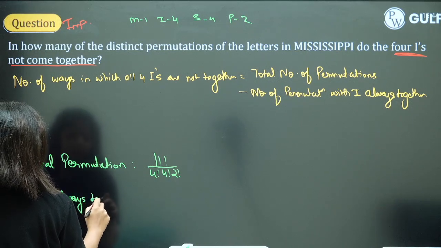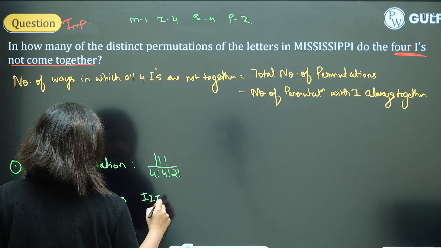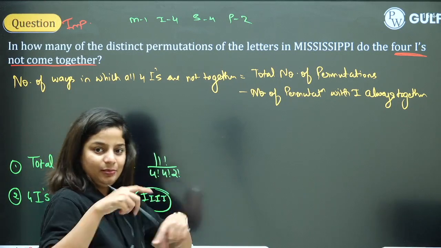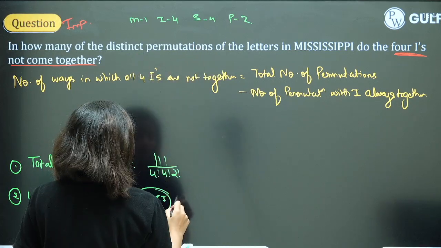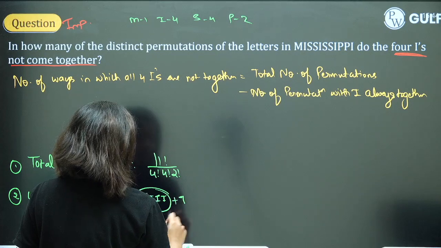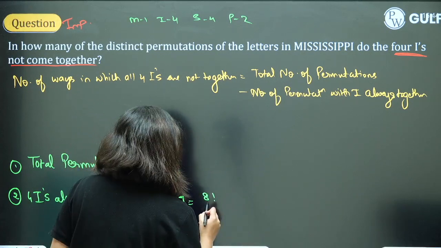Next, 4 I's always together. Now I want the case where the 4 I's are always together. That is, block them here. Tie them in a bundle. If the 4 I's are blocked together, the remaining 7 objects plus this 1, so 8 objects, will arrange in 8 factorial ways. Okay.